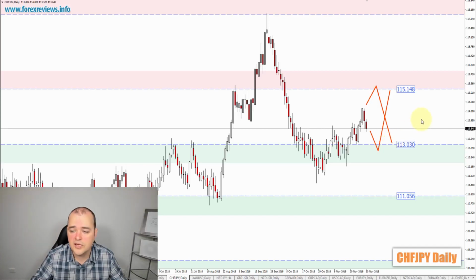So overall on Swiss yen, the 113 zone area as a potential bullish evidence area on this market, and also the 115.14 zone area as a potential bearish evidence area.